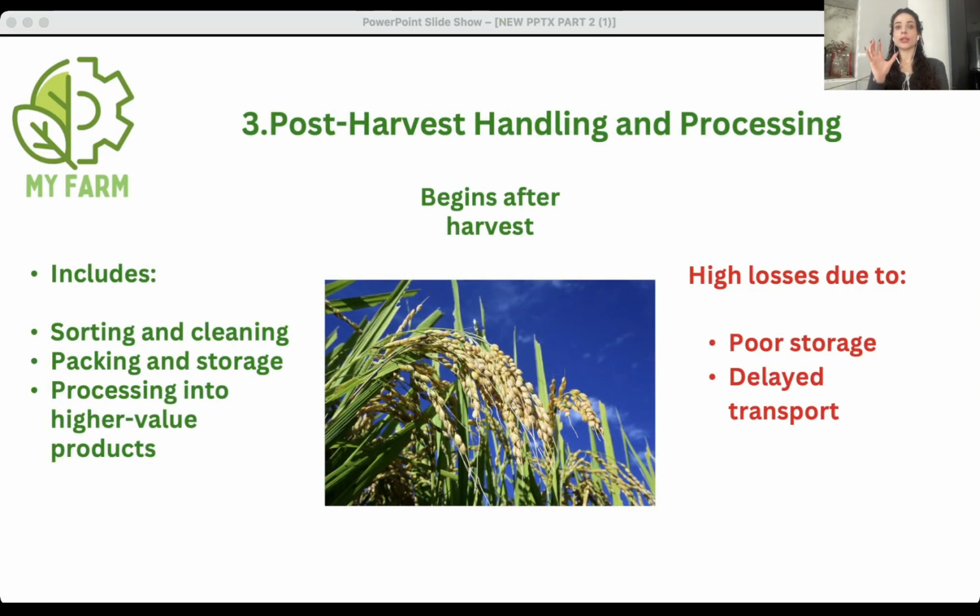The third component relates to post-harvest handling and processing. Well, once harvested, agricultural goods must be sorted, cleaned, packed, and sometimes processed into higher value products. In traditional systems, this stage has often been informal, with high rates of loss due to poor storage or delayed transportation.